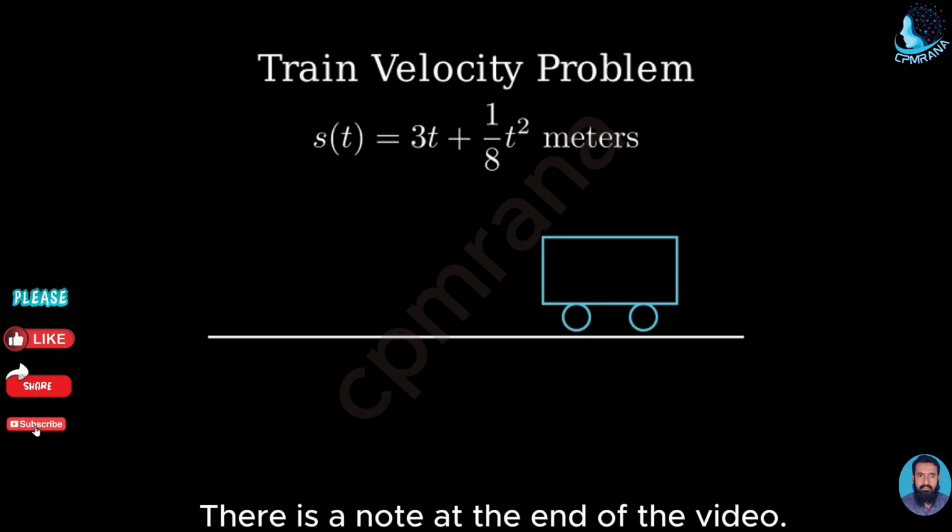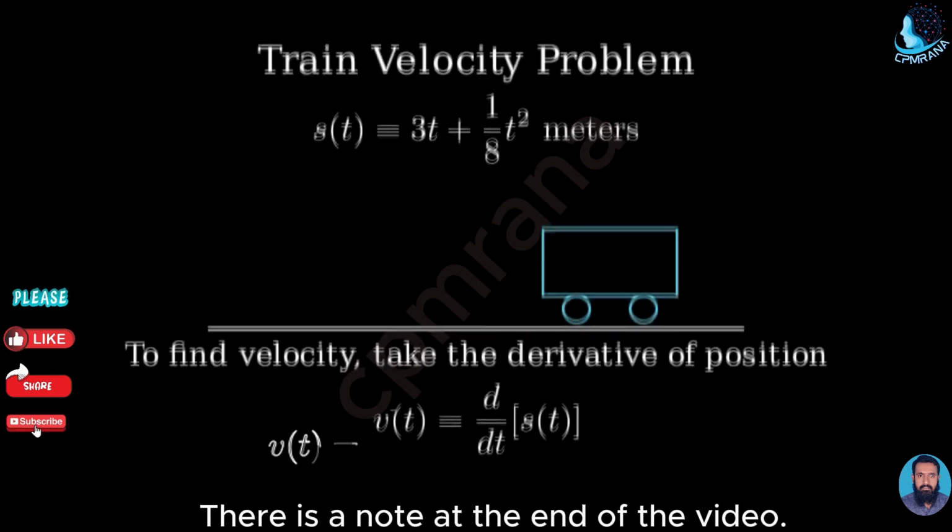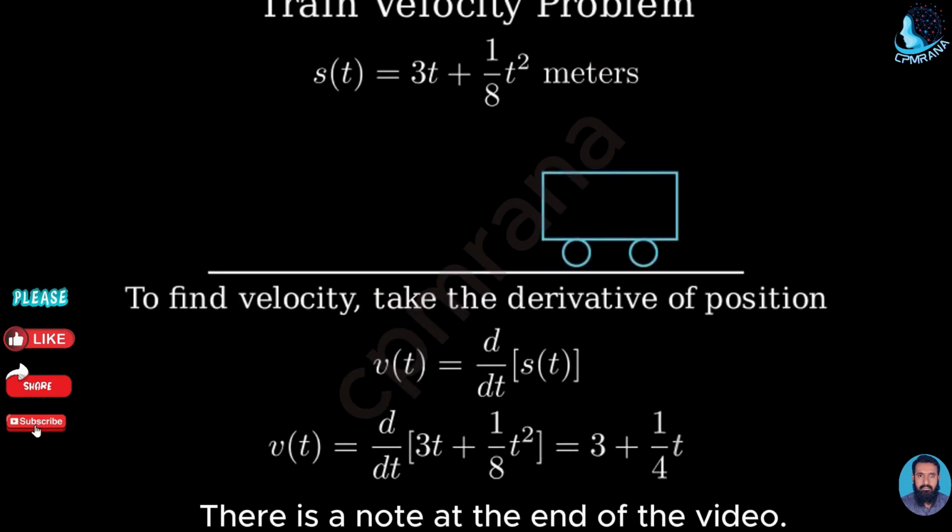To find the velocity, we need to take the derivative of the position function with respect to time. The velocity v(t) equals ds/dt. When we differentiate 3t + 1/8 t², we get 3 + 1/4 t.